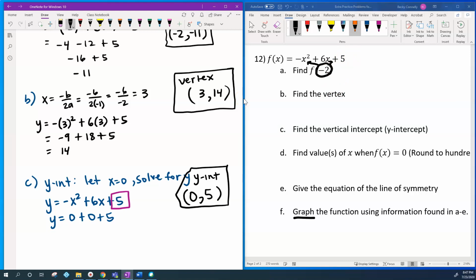Let's see, nobody said anything about B. Are we good with B? Is that what you guys came up with? Do you remember about this negative out here? Sometimes people put positive 9 instead of negative 9, because they forget you have to square the 3 first and then multiply by the negative 1.